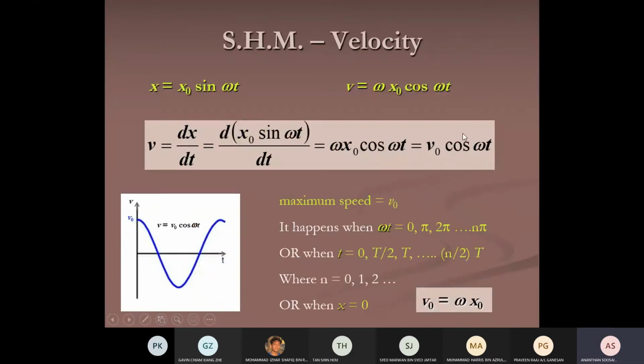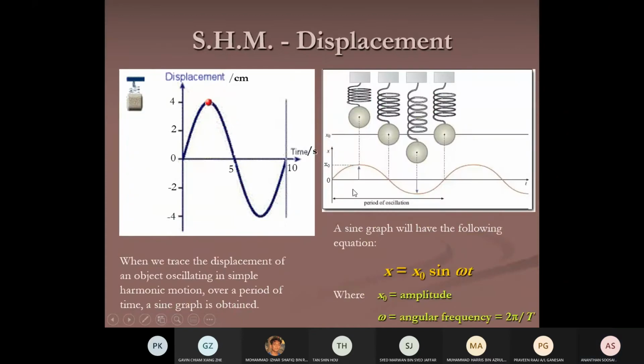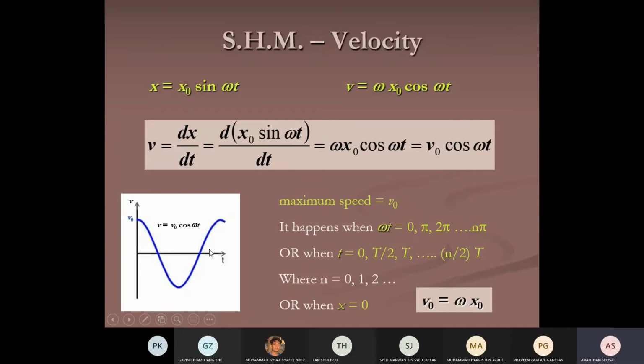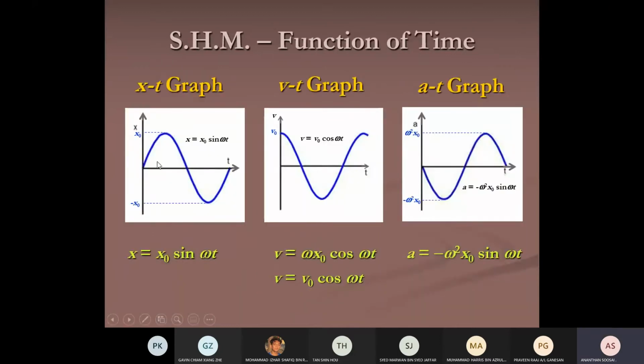Then x equals x naught sine omega t, then v equals v naught cos omega t, where v naught is omega x naught. Then a is negative omega squared x naught sine omega t. We just differentiate the velocity. The acceleration graph is going to be a negative sine graph. Displacement is a sine graph, the velocity is a cos graph, and the acceleration will be opposite of displacement, a negative sine. So these are the 3 types of graphs for the first version.